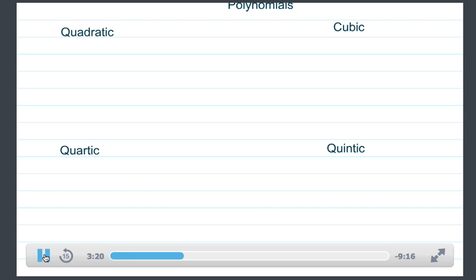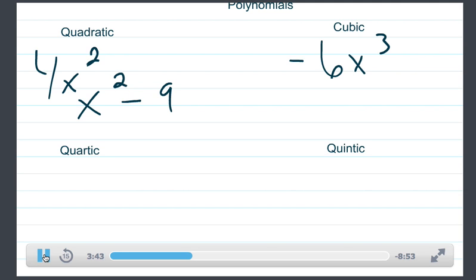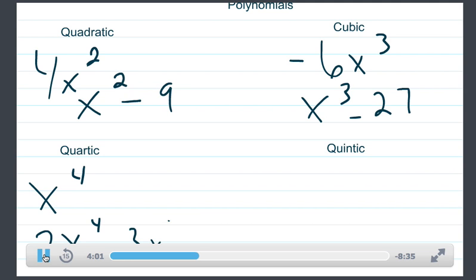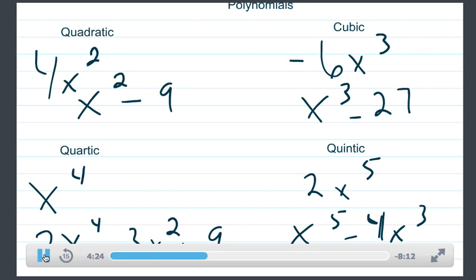Polynomials are also sometimes named by their degree. A second degree polynomial, such as 4x to the 2nd power or x to the 2nd power minus 9, is known as a quadratic. A third degree polynomial, such as negative 6x to the 3rd or x to the 3rd minus 27, is known as a cubic. A fourth degree polynomial, such as x to the 4th or 2x to the 4th minus 3x to the 2nd plus 9, is called a quartic. A fifth degree polynomial, such as 2x to the 5th or x to the 5th minus 4x to the 3rd, is known as a quintic.